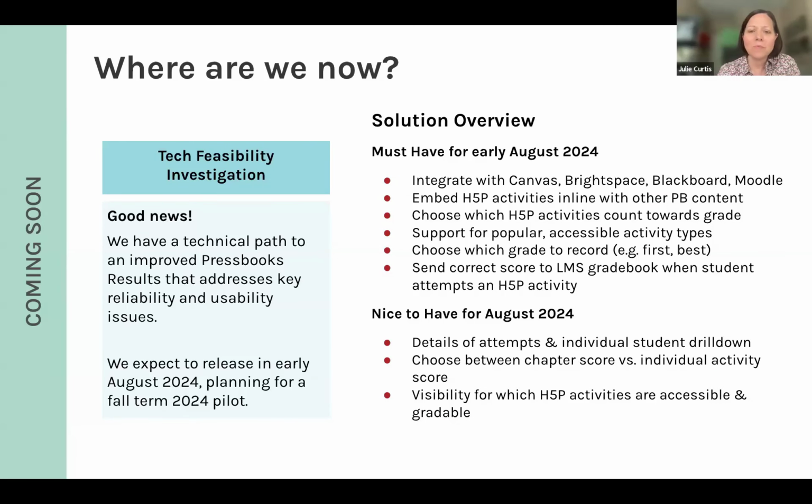So what is it that we're building for August? It will be a grade passback feature with gradable H5P activities that integrates with Canvas, Brightspace, Blackboard, or Moodle. It will provide that ability to embed the H5P activities in line with other Pressbooks content, and to choose which of the activities in a particular chapter or in a particular book would count towards a grade.